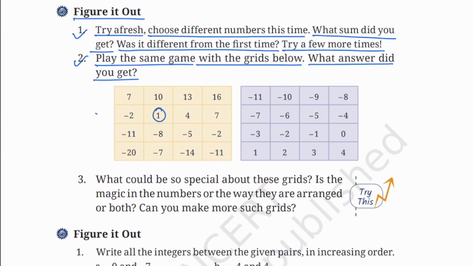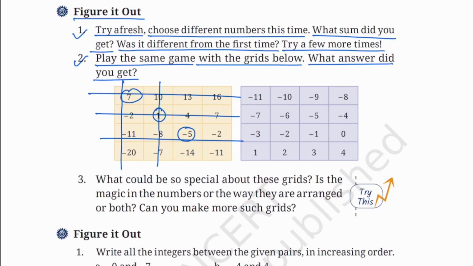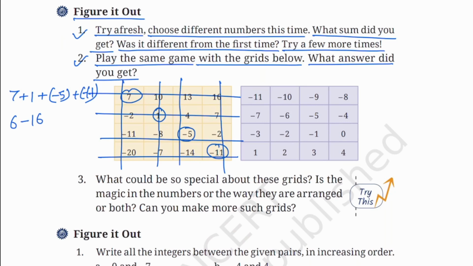For example, I am choosing 1, then 7, then -5, then -11. Sum will be 7 plus 1 plus -5 plus -11. 6 minus 16 is equal to -10.